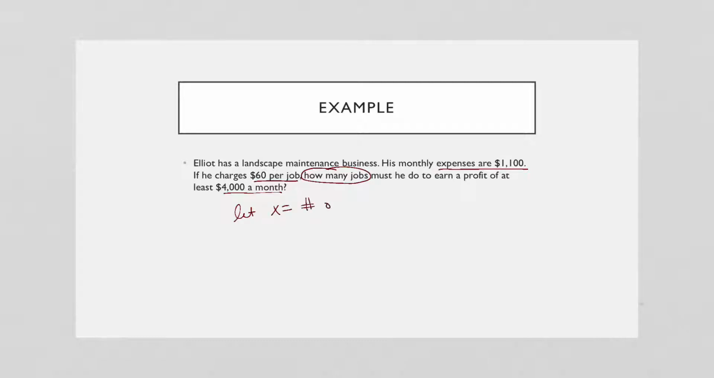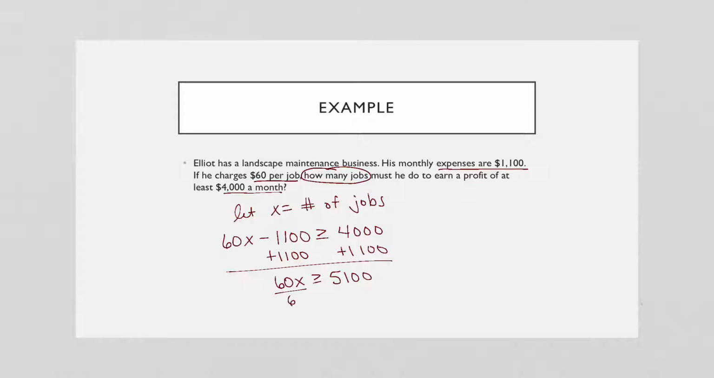So let's define our variable. Let x equal the number of jobs. All right, so we know he charges $60 times the number of jobs. We're going to take away his expenses because that takes money out of your pocket. And we want to know when that is at least 4,000, so greater than or equal to 4,000. So now to solve this, we would add 1,100 to both sides. And then divide both sides by 60. And again, I'm not flipping my sign because I did not divide by a negative number. So I get 85. So Elliot has to do at least 85 jobs in order to turn a profit of $4,000.